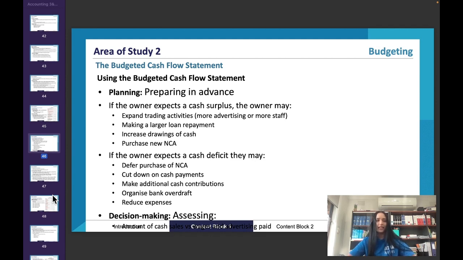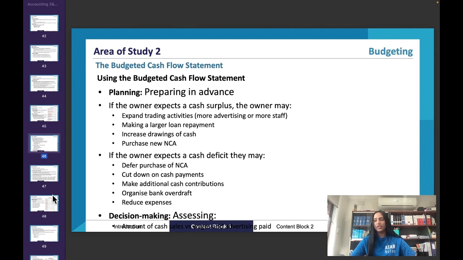Maybe we should wait a little bit and then purchase that new van when we're in a better cash position as a business. So they could decide to delay purchases of non-current assets, reduce cash payments as much as possible. Obviously this might not be possible, but if you can, then try to reduce your cash expenses and payments. They could make cash contributions from the owner. They could organize a bank overdraft, or aim to reduce expenses. And in really worst case scenarios, if they really have not enough cash, they could take out a loan.